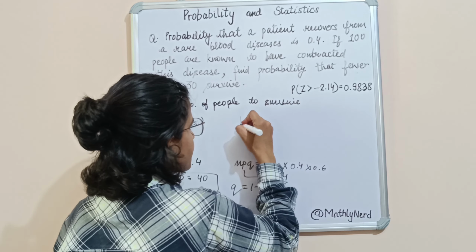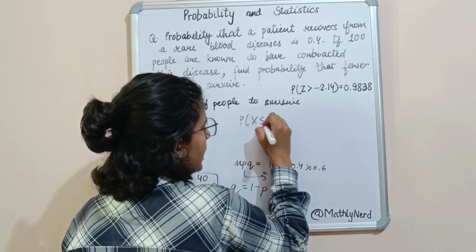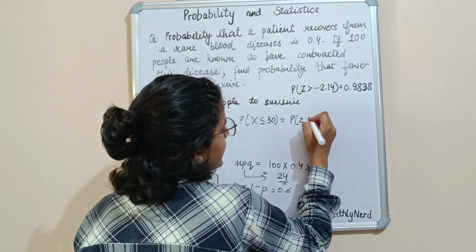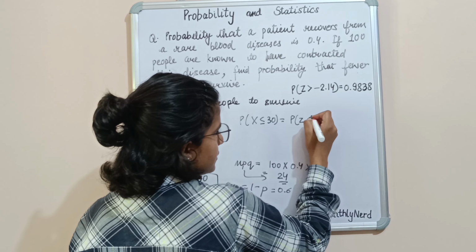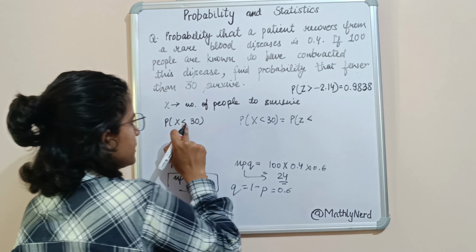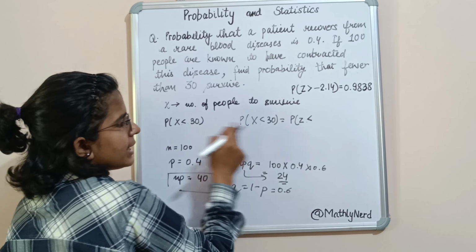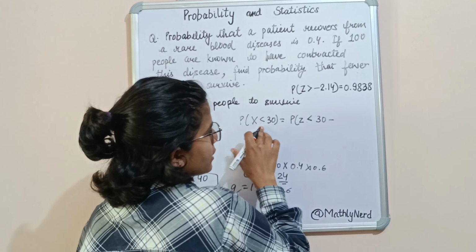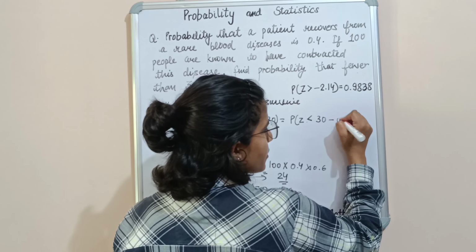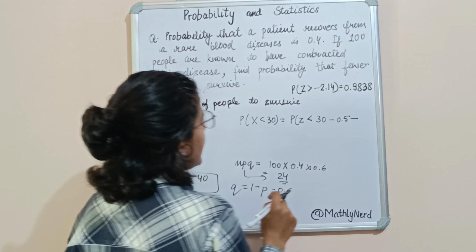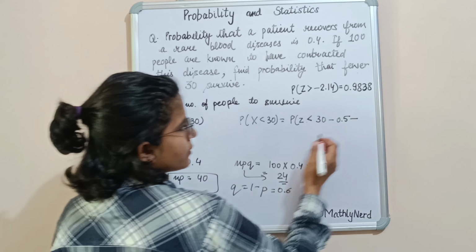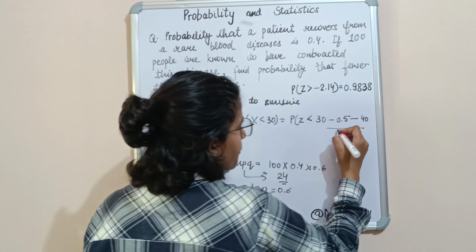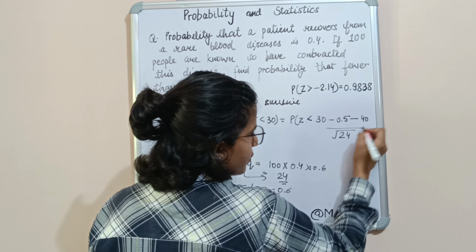So we have to find the probability of X less than 30, that will be equal to the probability of z less than 30, and since 30 is not included, minus 0.5, minus np, np is 40, divided by under root npq, under root 24.